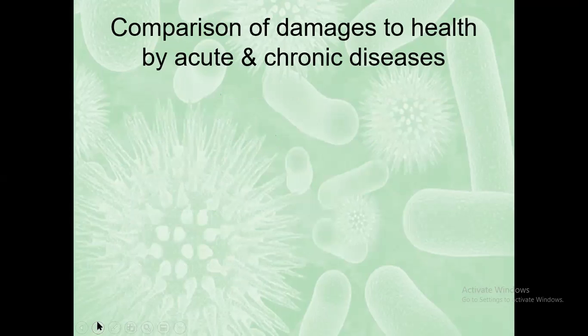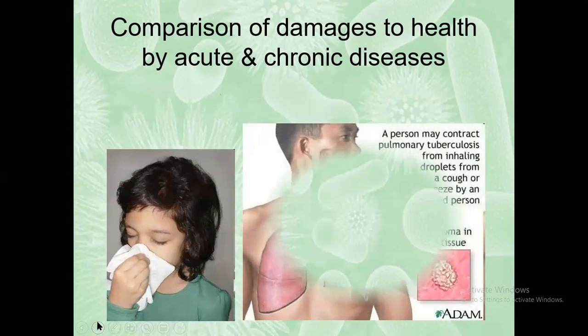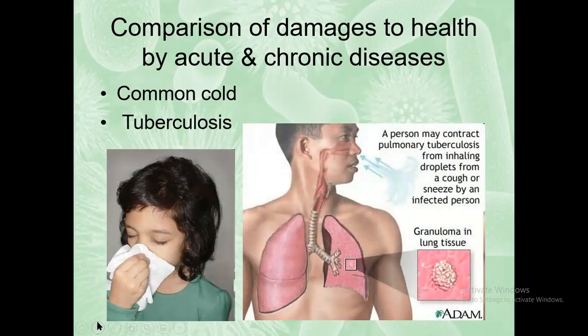Comparison of damage to health by acute and chronic disease, like common cold and tuberculosis. In the case of tuberculosis, a person may get pulmonary tuberculosis by inhaling droplets from a cough or sneeze by an infected person. And these microbes directly affect the lungs of the person. So that type of disease is dangerous.